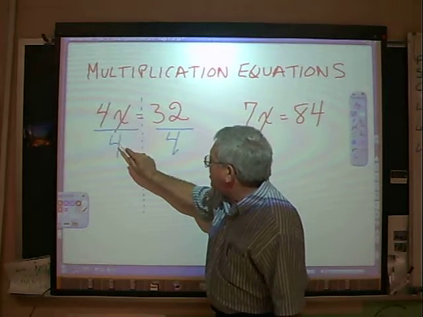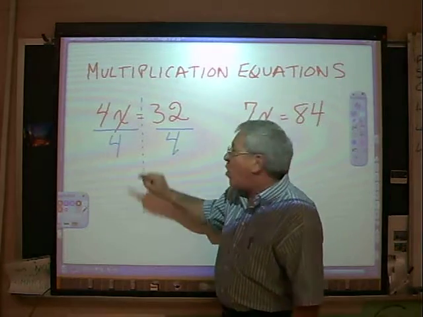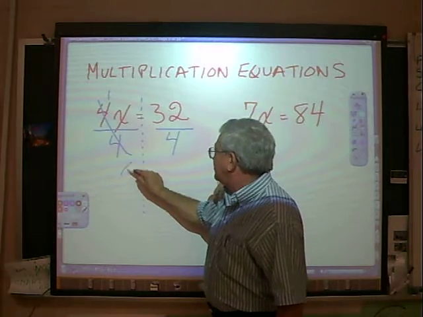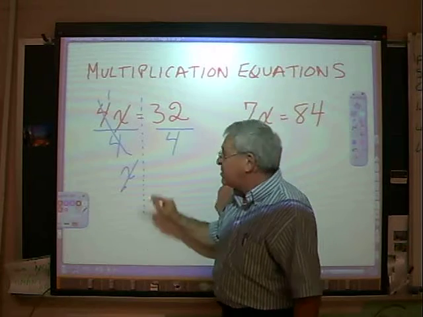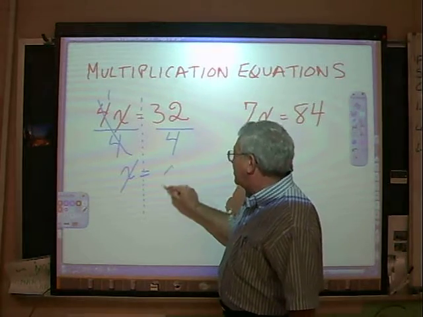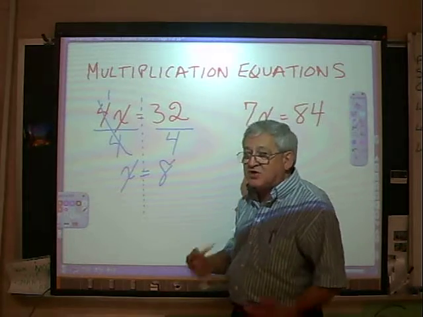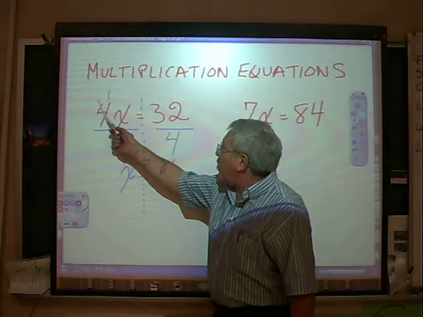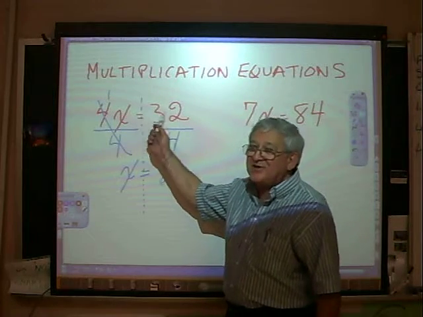Now, 4 divided by 4 is 1. Cancels out. I have 1x. All I ever wanted. Equals 32 divided by 4, which is 8. So I've solved the equation. Now I should check my work. If x is 8, 4 times 8, well, is indeed 32.